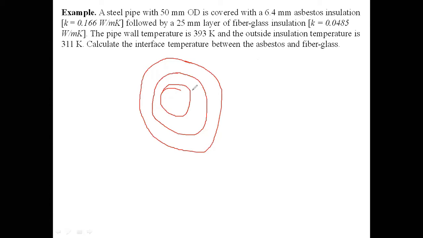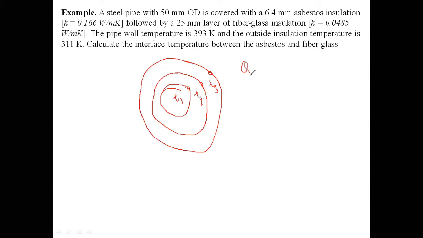So you have to find out this interface temperature. Here the temperature given is 393, means at this point 393 Kelvin, and at the outer surface temperature 311 Kelvin. So if we consider this is T1, this is T2, and this is T3, T1 and T3 are given, you have to find out the T2.